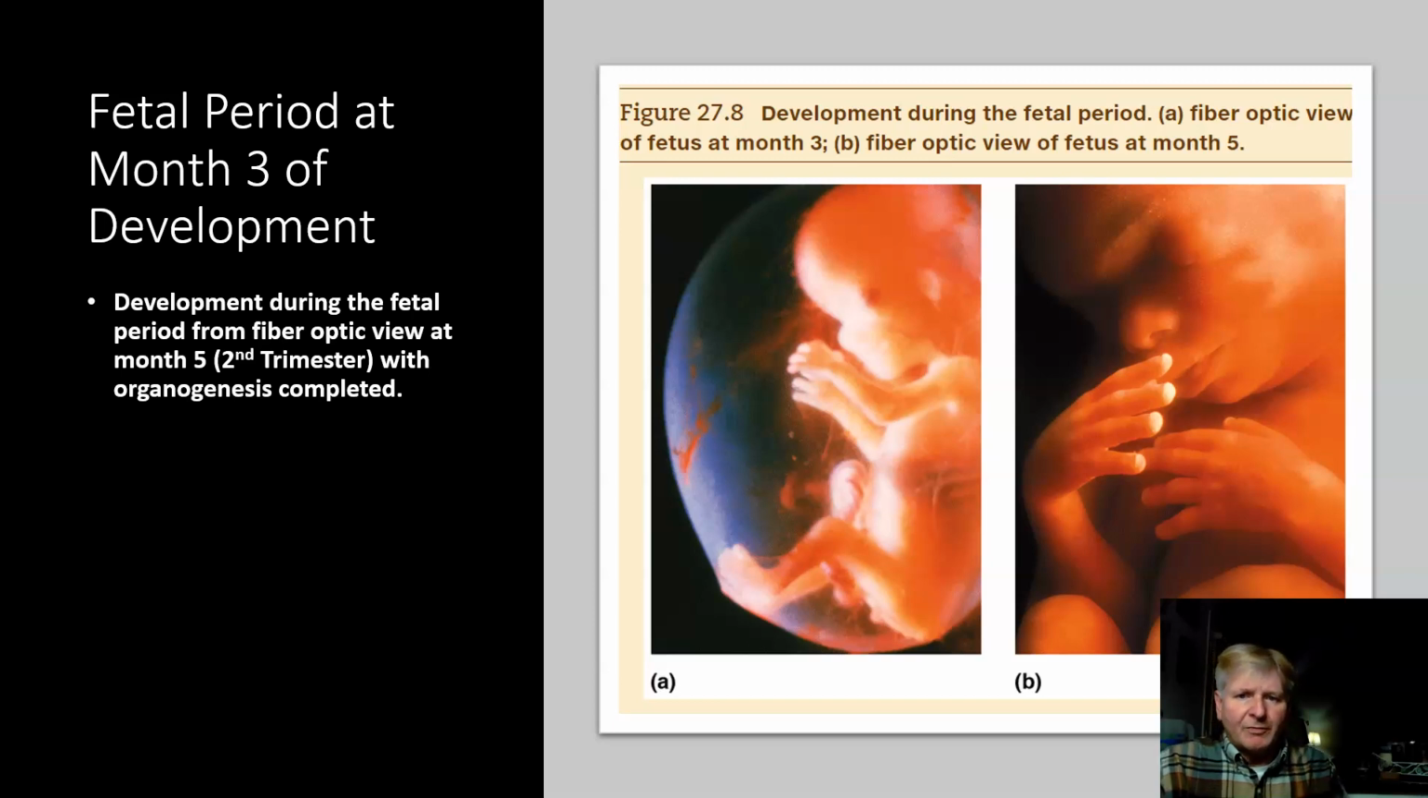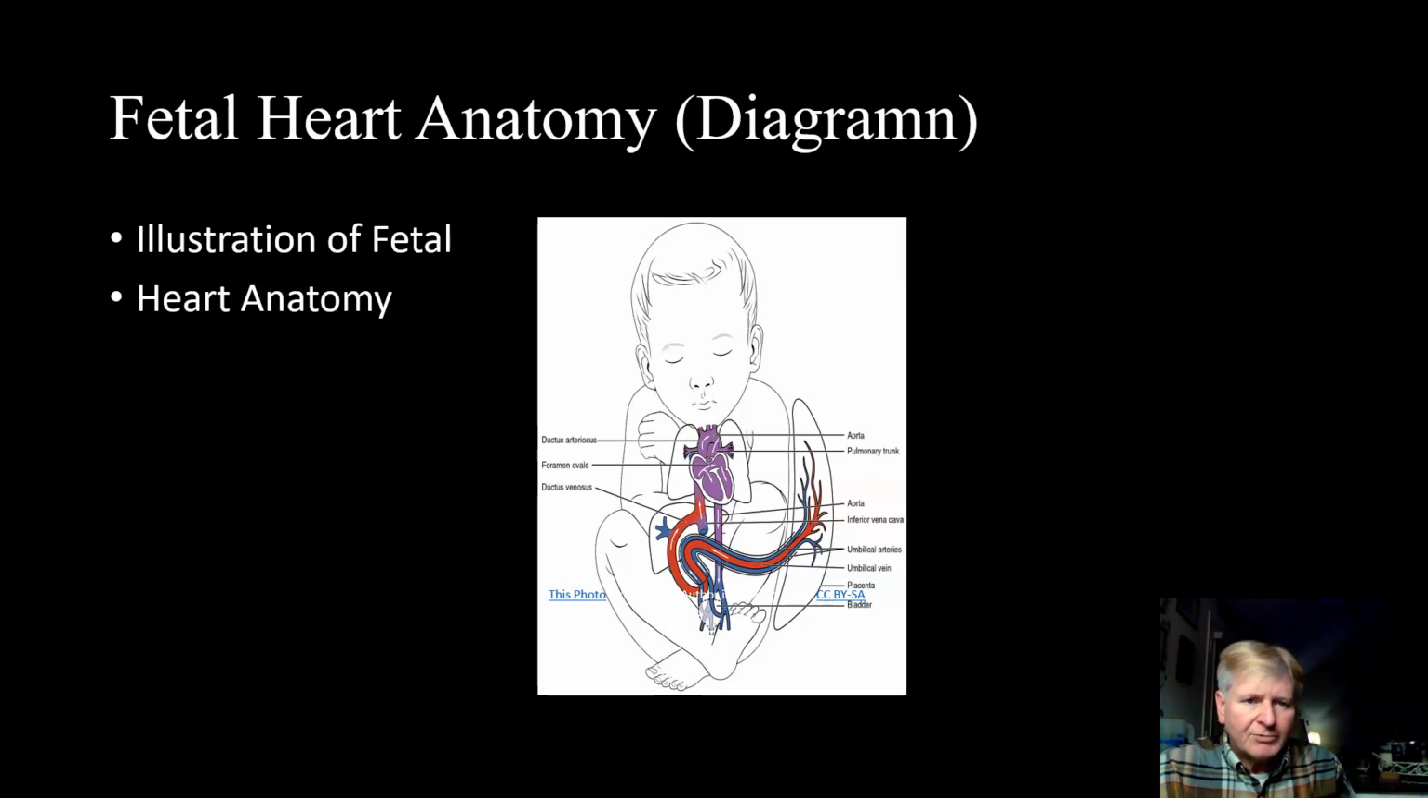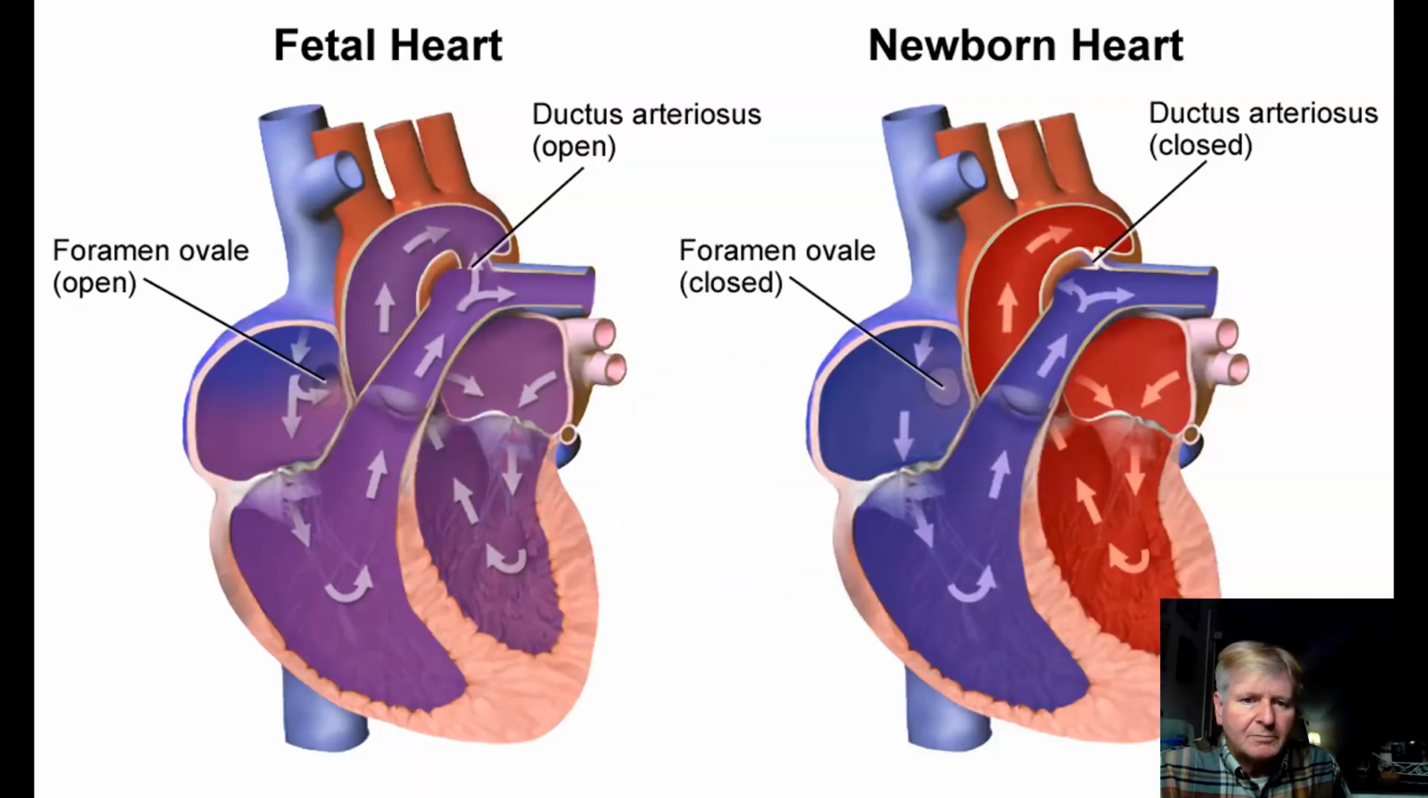And this is development during the fetal period, where at this age the fetus is about month 5 in figure B, and in figure A it's at about month 3. This shows an illustration of the fetal heart anatomy, where you can see the colors red and blue used to denote deoxygenated versus oxygenated blood. Here's the fetal heart on the left, where the directional arrows show you the direction of the blood flow.